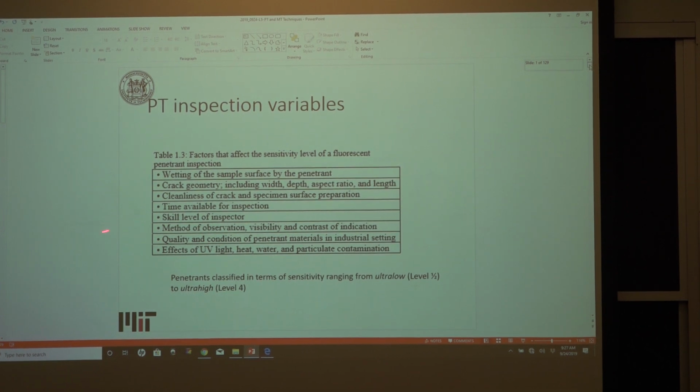The penetrants have a range. It ranges from level 1/2, which would be an ultra low sensitivity, to an ultra high sensitivity. So they have actually taken it into account. When you go buy a consumable, it will tell you if it's for an industry where you need high sensitivity, you would go towards the ultra high level. And that deals with how fine the emulsion or dispersion of the particle that they're using as the wetting agent is.